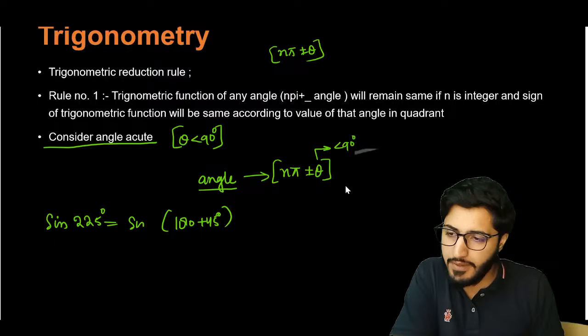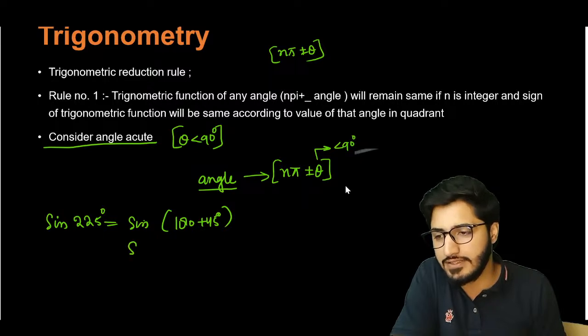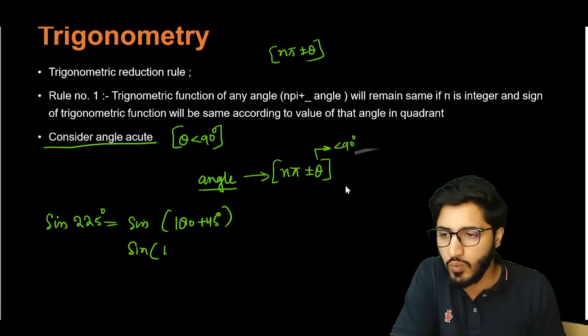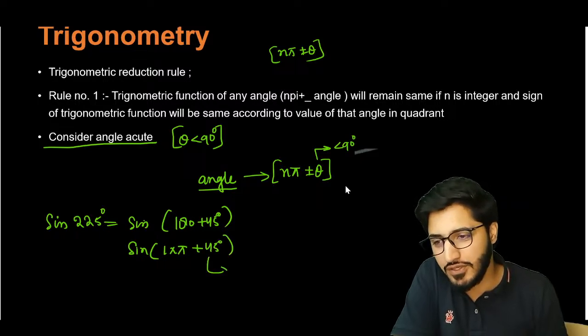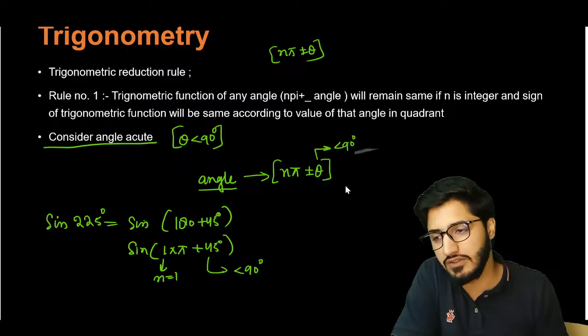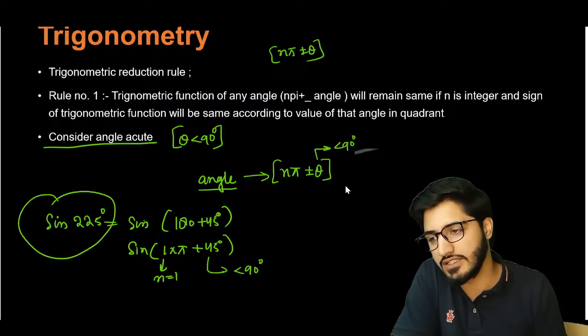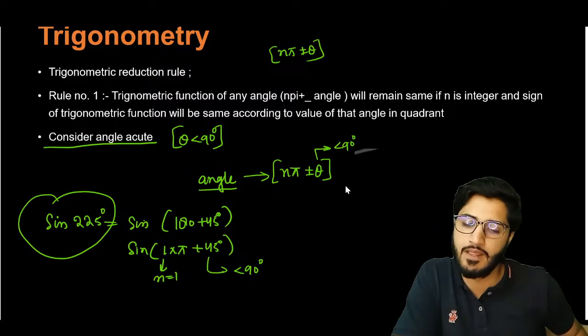Okay, I think I can break this down into 180 plus 45. What is pi? Pi is 180. So I can write this as sine of 1 times pi plus 45 degrees. Theta is acute, that is, less than 90 degrees, so n came out to be 1. So yes, we can break down sine 225 into sine of n pi plus or minus theta.